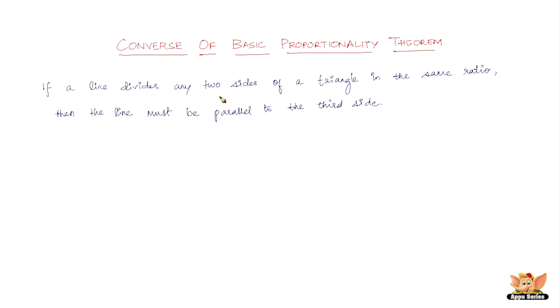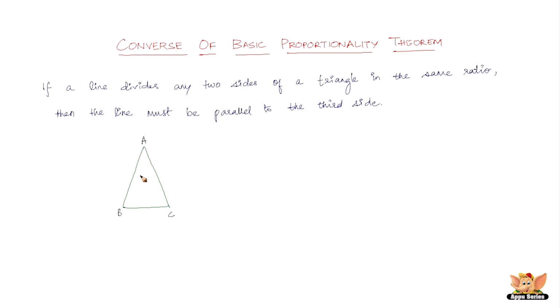Now this is not very different. This is just the reverse way of saying it. It's like, if a line divides any two sides of a triangle in the same ratio, then that line must be parallel to the third side. That's what it says. Let me quickly draw a figure and explain the same to you using a figure. So let's have a triangle ABC.